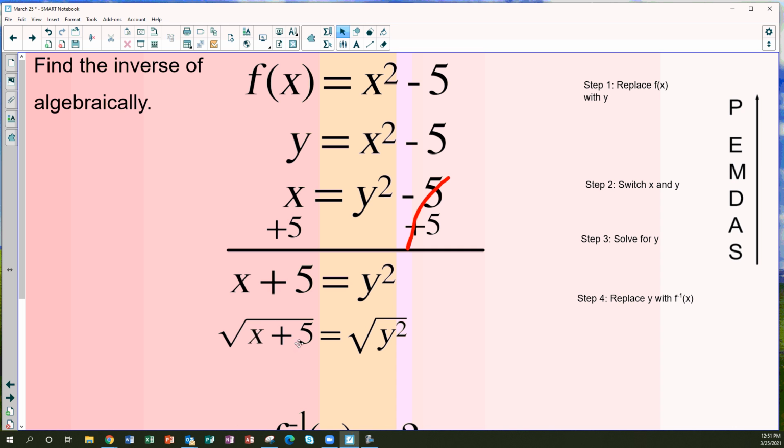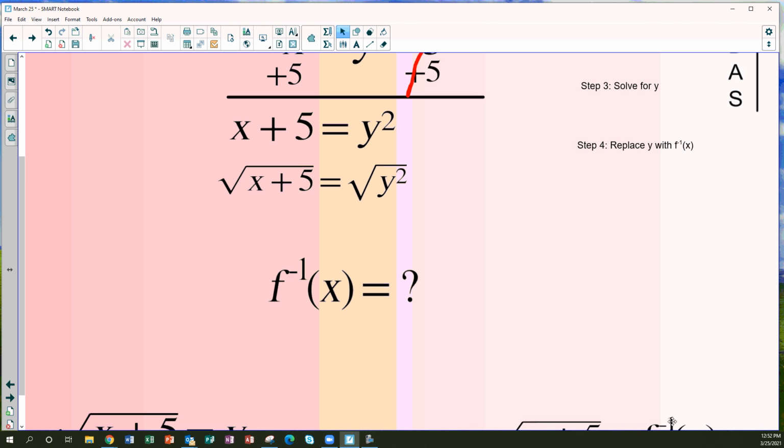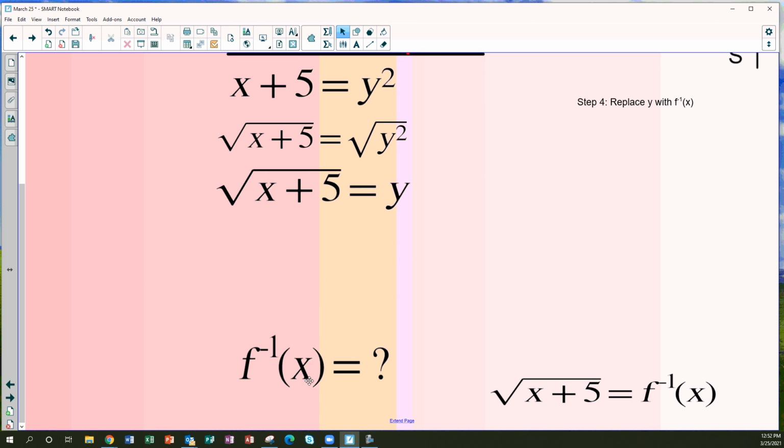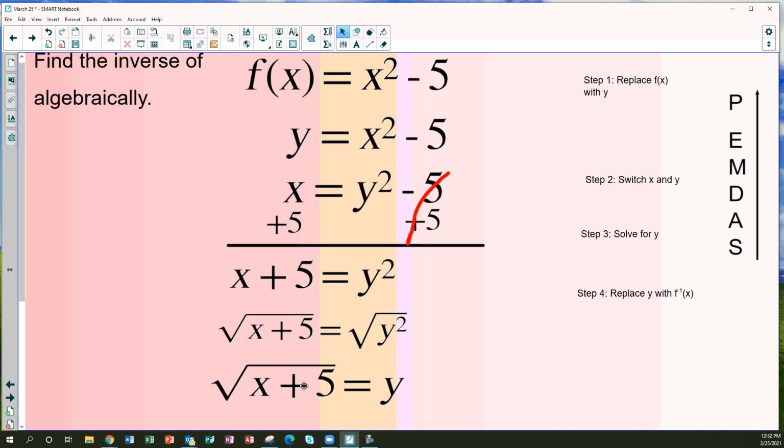Now, nothing is going to happen on the left because the square root of x plus 5 we can't simplify. But we can simplify the square root of y squared because the square root is going to cancel out the y squared, at least the exponentiation. And that's going to leave us with just y. So we're going to end up on the right with just y. Now what we have done is we've just completed step 3. We have solved the equation for y.